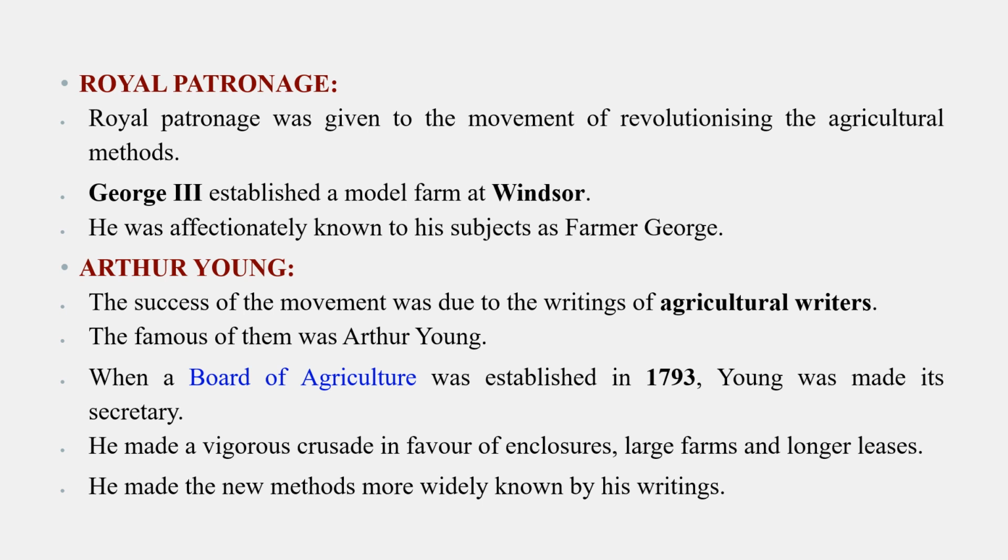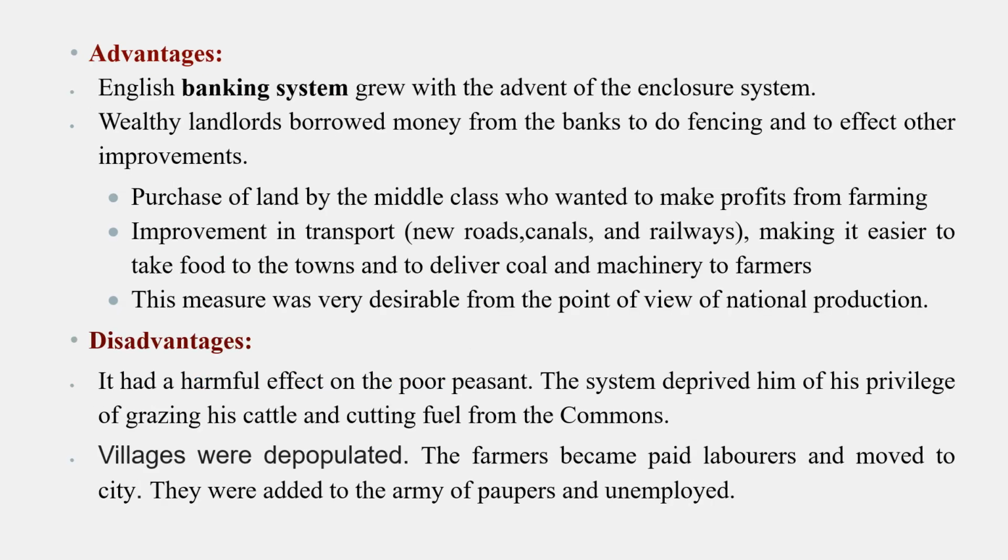the most famous of whom was Arthur Young. He wrote in his writings about the agricultural warriors. When a board of agriculture was established in 1793, Young was made its secretary. He made a vigorous crusade in favor of enclosures, large farms and longer leases, and made the new methods more widely known by his writings.